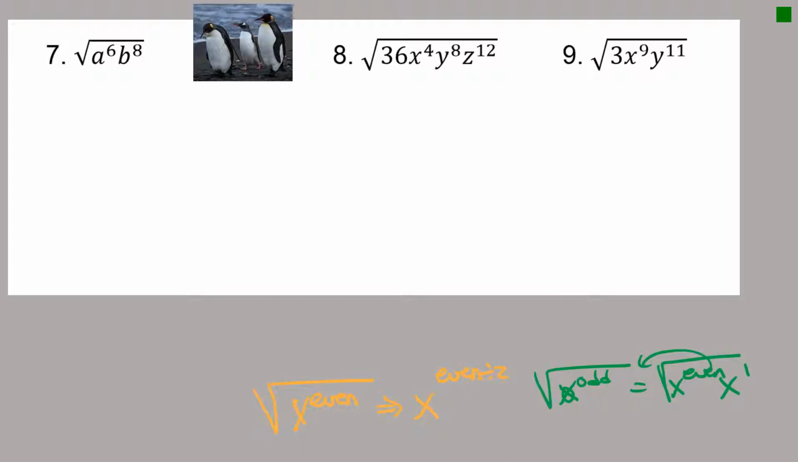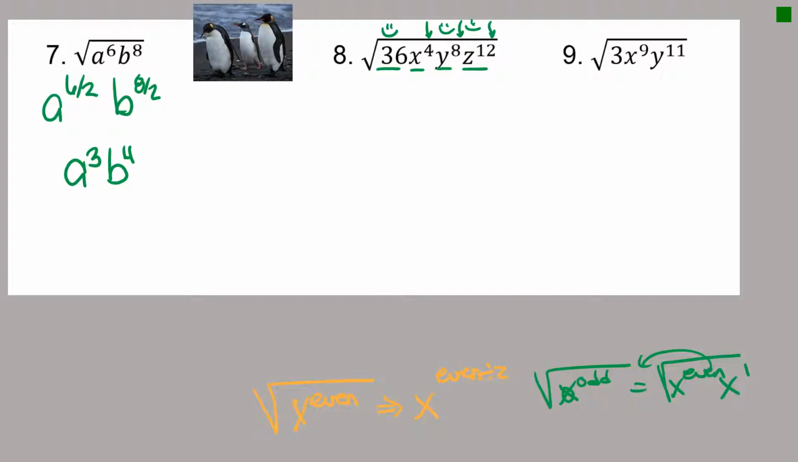So on number 7, when we look, they're both even. So I'm taking a to the 6 divided by 2 and b to the 8 divided by 2. So I get a to the 3rd, b to the 4th. Everybody was even. They were all perfect. They came outside. On this one, I have 4 things. I've got the 36, the x, the y, the z. Even, even, even. That makes me happy, because I can just divide.